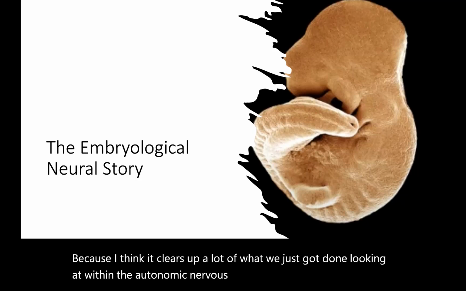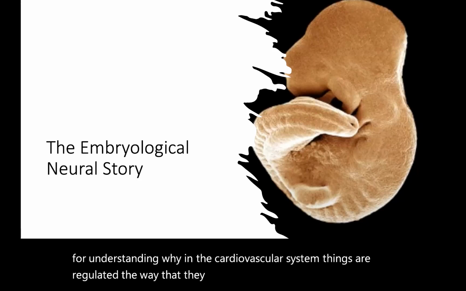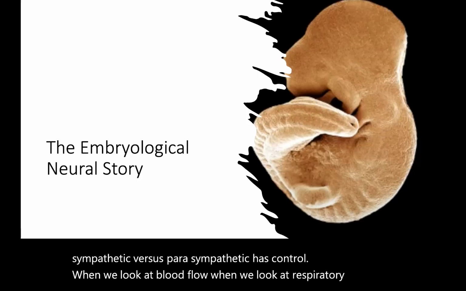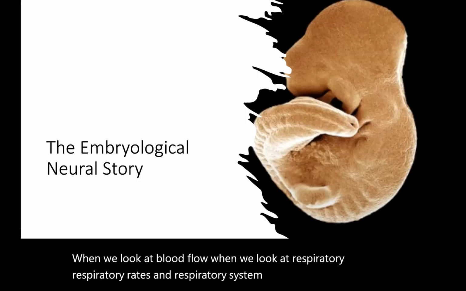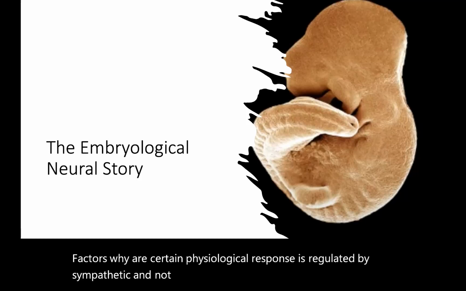But this also sets you up for understanding why in the cardiovascular system things are regulated the way that they are. Why in the urinary system sympathetic versus parasympathetic has control. When we look at blood flow, when we look at respiratory rates and the respiratory system, why are certain physiological responses regulated by sympathetic and not parasympathetic, or vice versa?